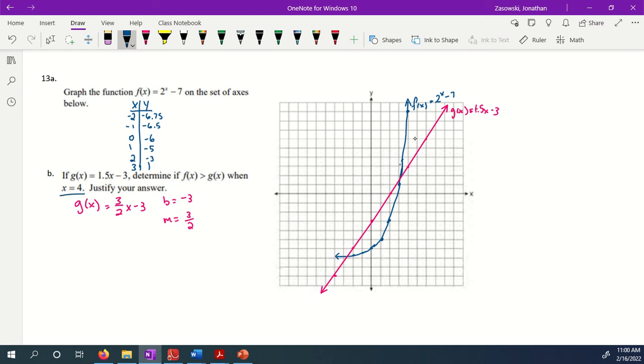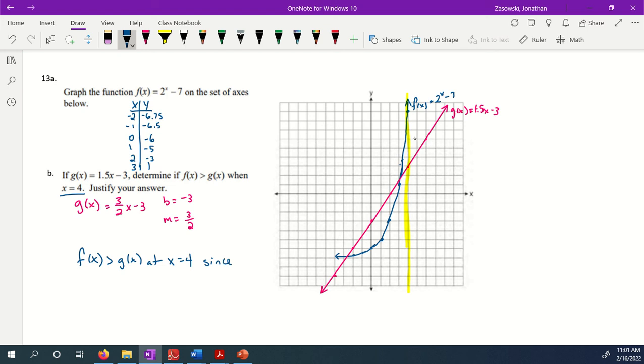Okay, so if we go to where x is 4, 1, 2, 3, 4, here's 4. So if we look along this line right here, this is x equals 4. Is f of x greater or g of x? Which one has the higher y value? Okay, so we would say f of x is greater than g of x at x equals 4.